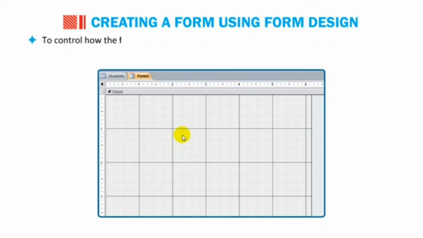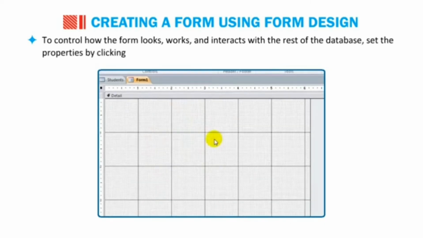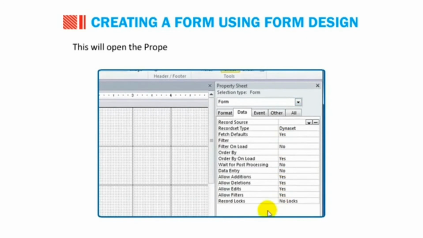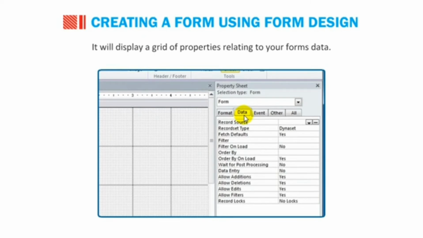To control how the form looks, works and interacts with the rest of the database, set the properties by clicking on the Property Sheet button in the Tools group on the Design tab. This will open the Property Sheet pane in the right side of the window. In the Property Sheet pane, click on the Data tab. It will display a grid of properties relating to your form's data.